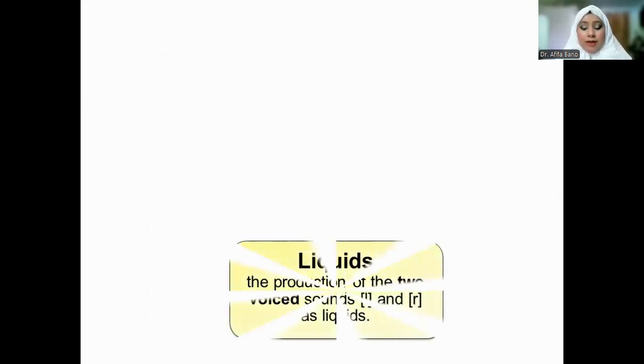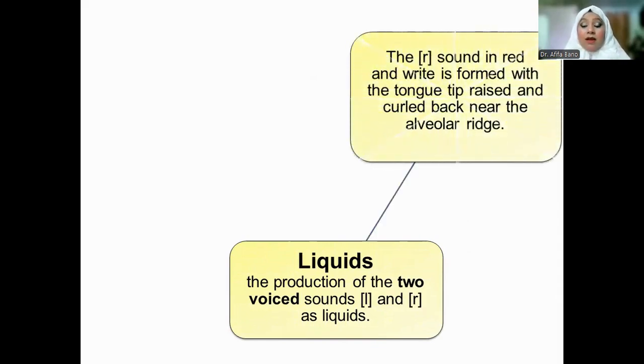Next, liquids. The production of the two voiced sounds la and ra as liquids. The ra sound in red and right is formed with the tongue tip raised and curled back near the alveolar ridge. Ra, right? Red. Right. So the tongue tip is raised up and folded a little towards the alveolar ridge. Then it is curled back, and then we pronounce the sound ra.